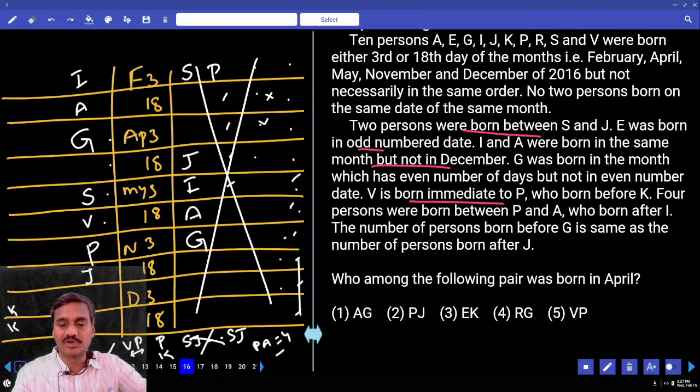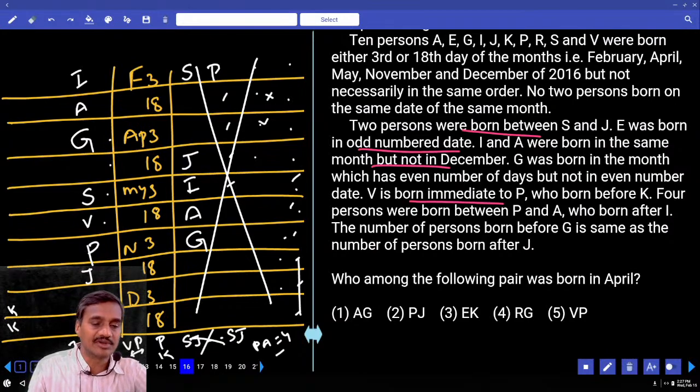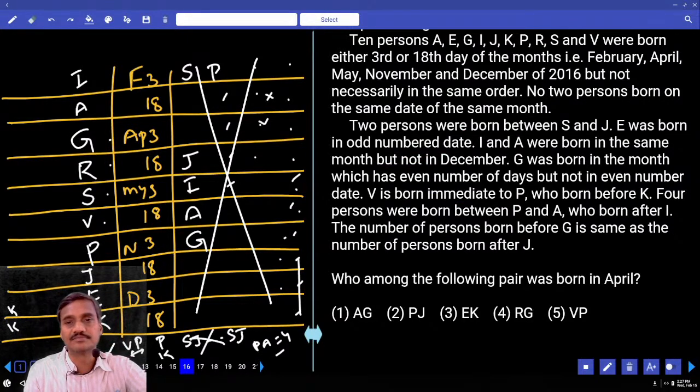And next one, E was born on an odd number date, hence E must be on December 3. And if E is here, now we are left with P and K. K must be here. Now if K is here, the person left over is R. R must be on April 18.